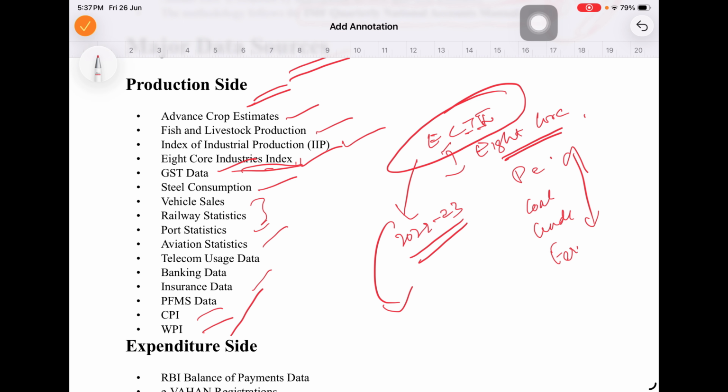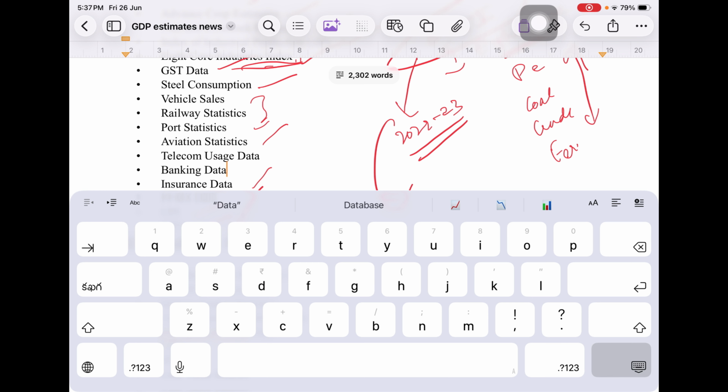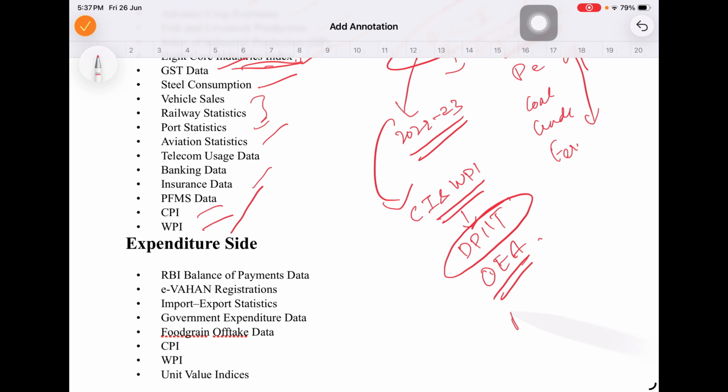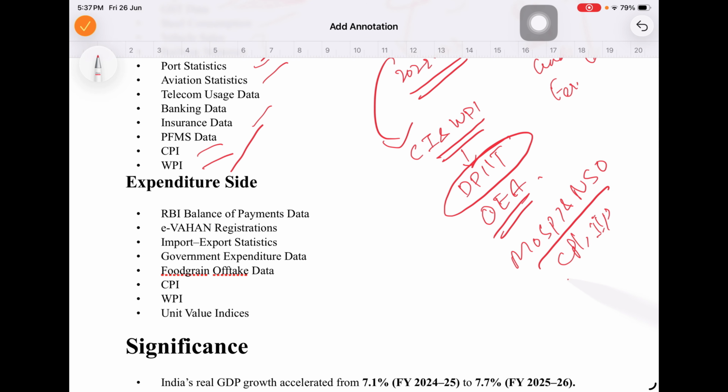And who releases the information for core industry and WPI? The information is released by DPIIT, Office of Economic Adviser. And everything else mostly is released by MOSPI and NSO. So NSO releases CPI, IIP, Periodic Labour Force Survey, etc.